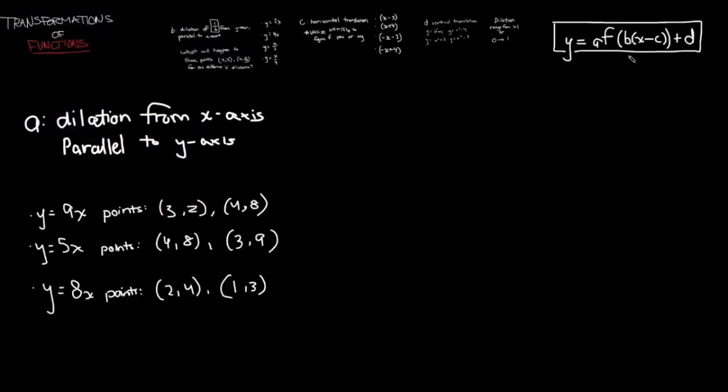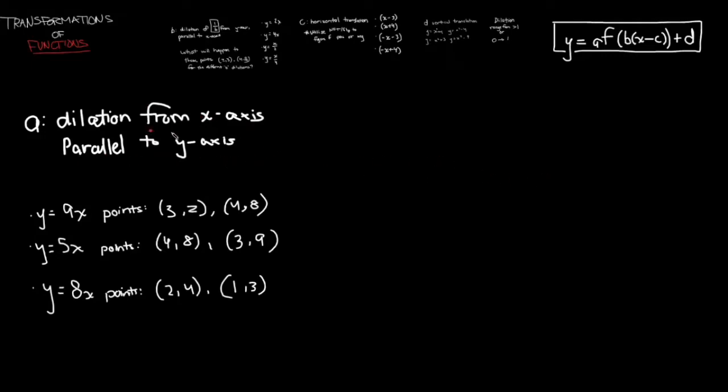So the letter A in this equation, the transformation of a function. All of these little letters, these variables, are part of the transformations that transform the functions, and we will discuss them individually. So the letter A represents the dilation from the x-axis, and it is also parallel to the y-axis. Now, what does that mean?